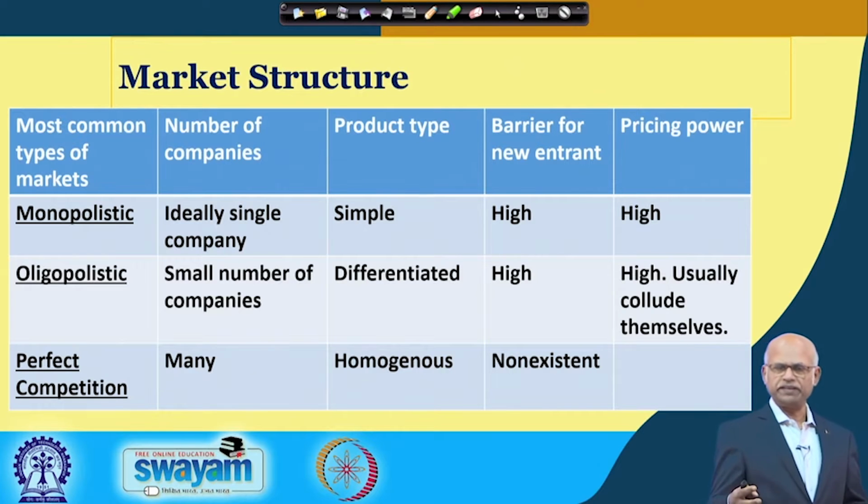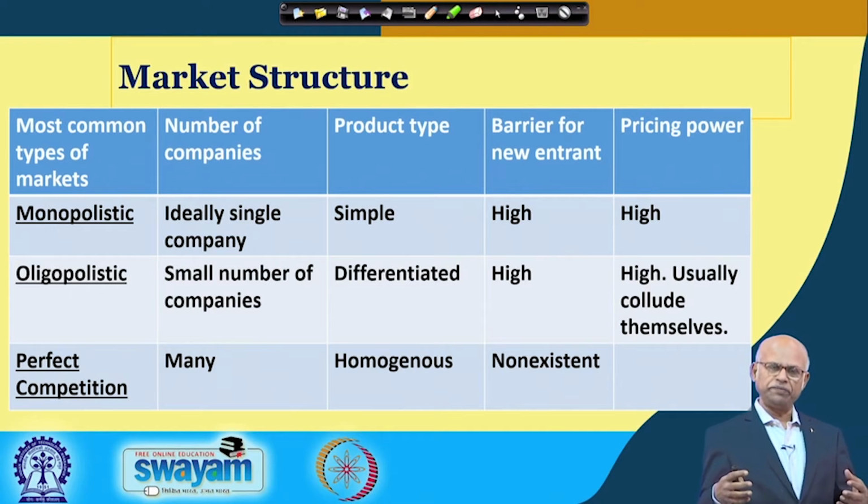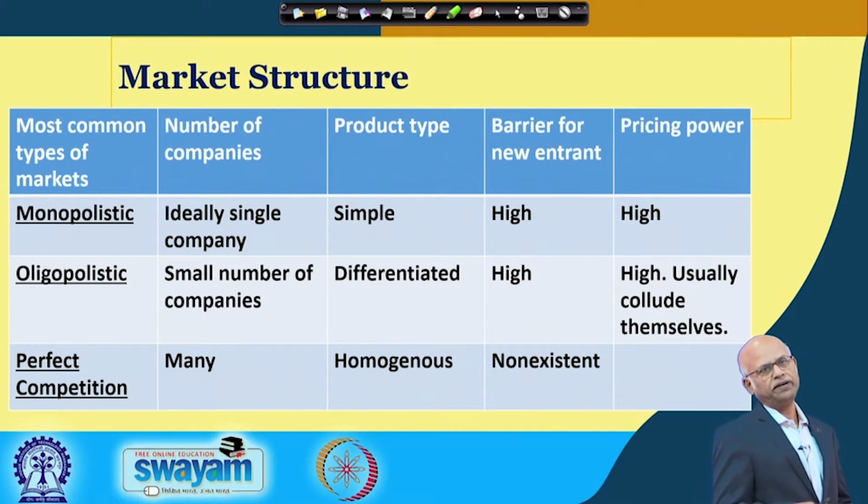So, entry barriers are high because it is monopolistic. Because the entry barrier is high, new entrants are not entering inside, they are not allowed to enter, and there is huge pricing power. We will be talking about pricing power moving forward.